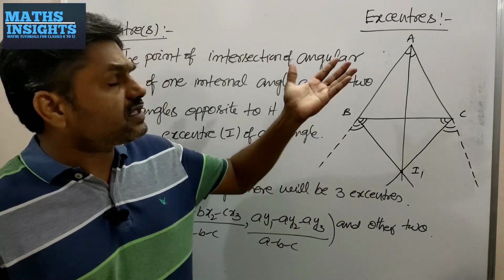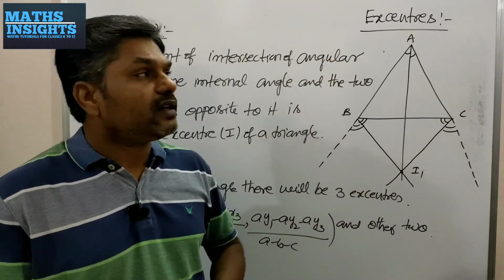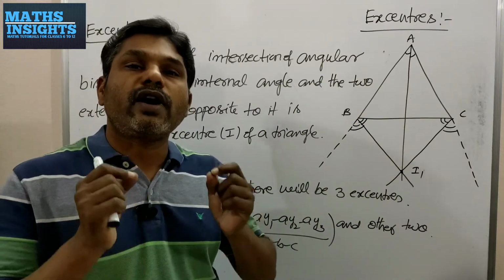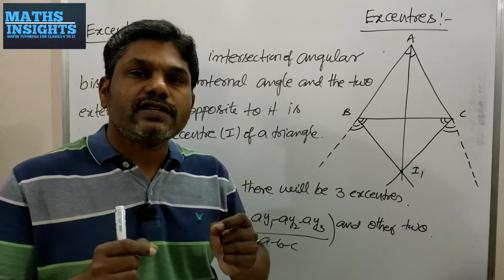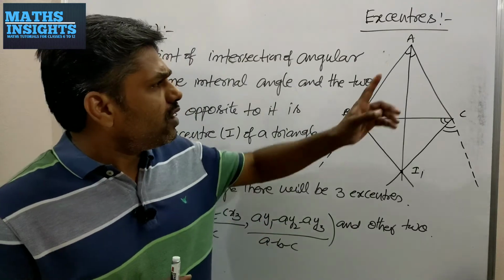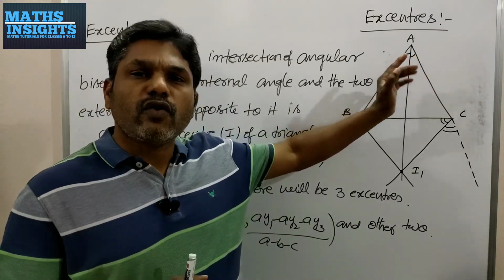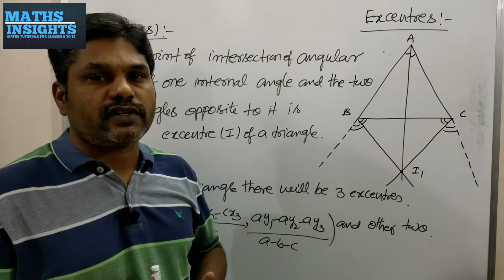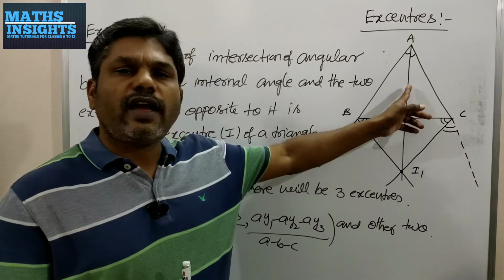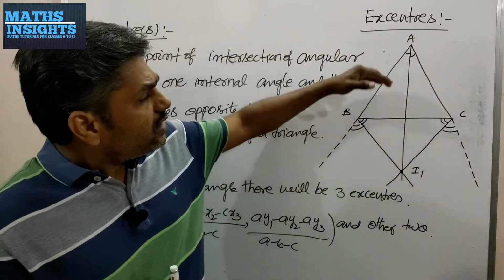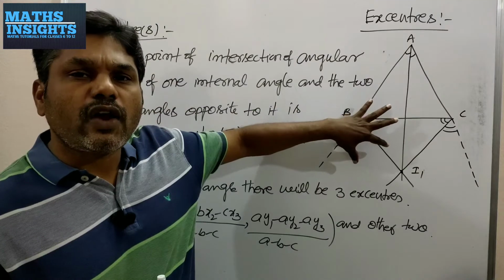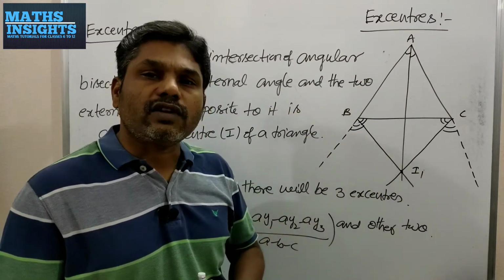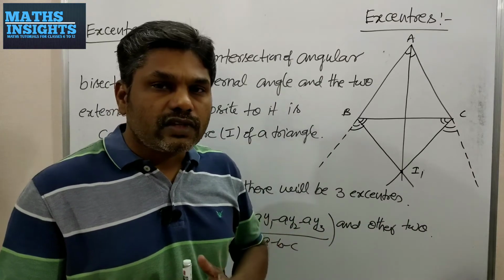Next center of the triangle is the excenter. Excenter is also a point, which is the point of intersection of one internal angular bisector and two external angular bisectors. This one internal angular bisector and the two external angular bisectors will meet at a point called I1, that is called the excenter of the triangle.